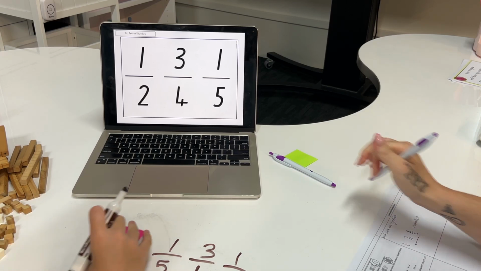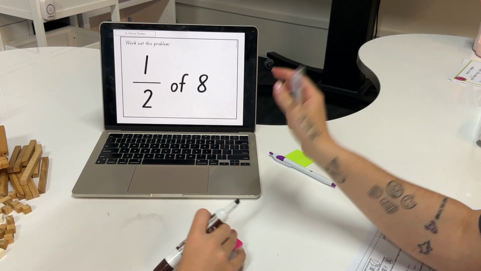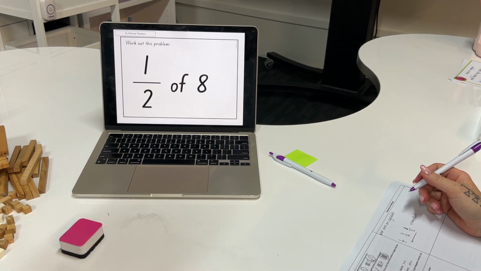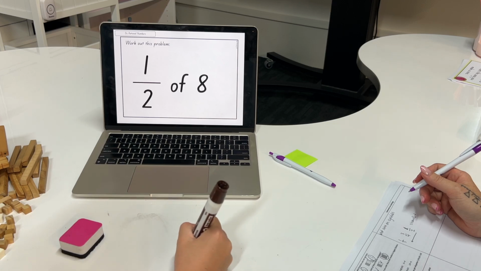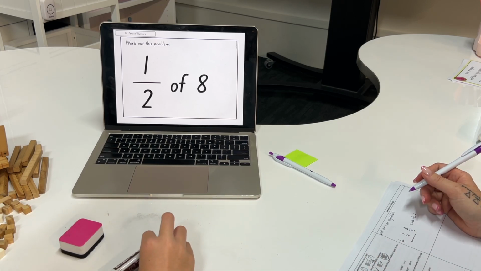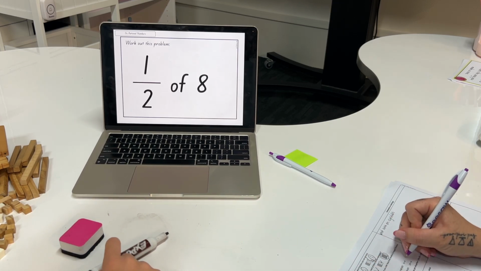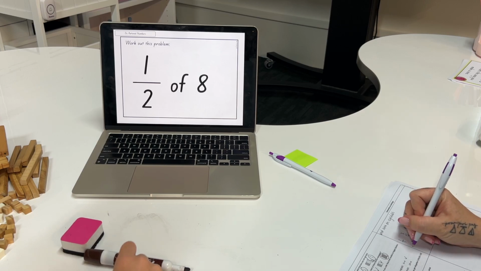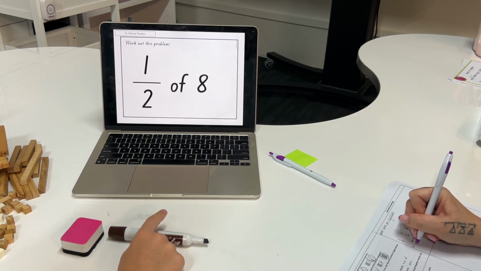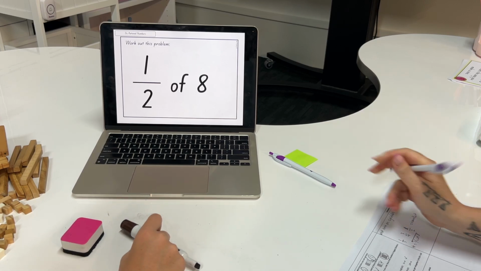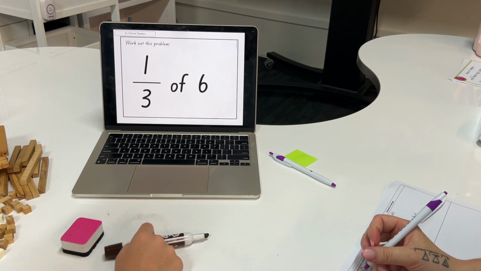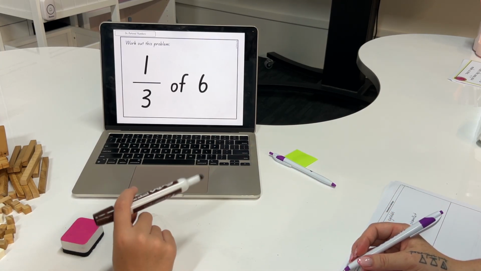Cool. Okay. This one here, can you work out this one for me? 1/2 of 8. You don't have to write down if you know the answer. Totally fine. 4. Oh, how do you know that so fast? Because, no, half of 8. Awesome. Okay. This one here, 1/3 of 6.